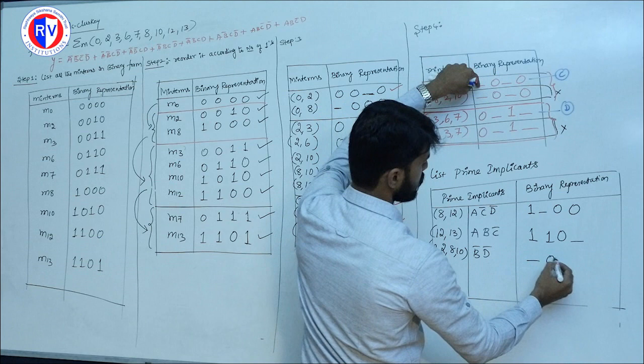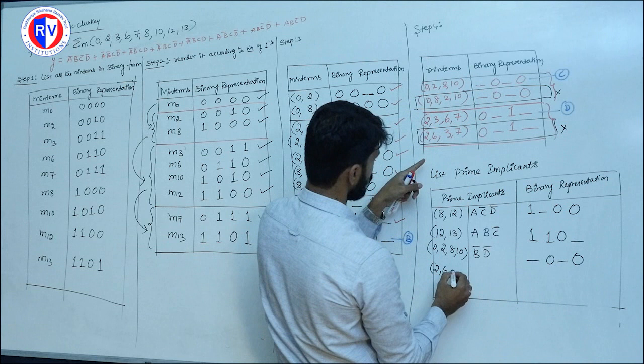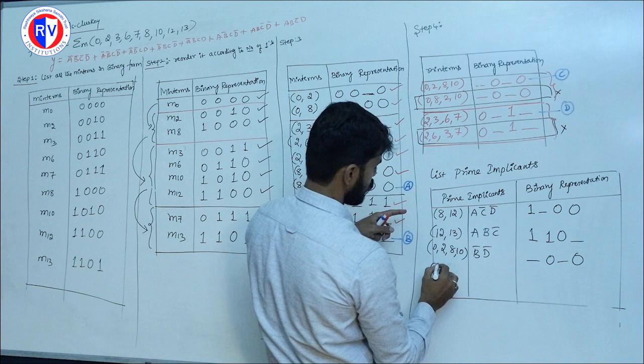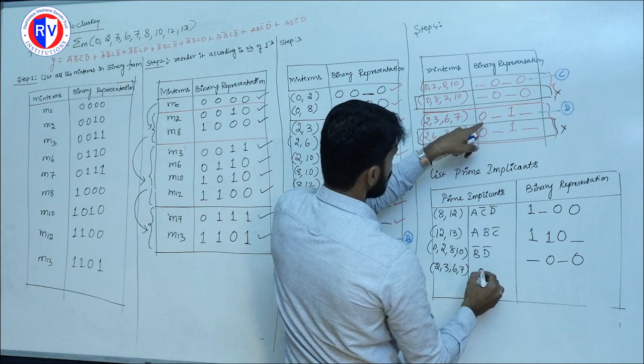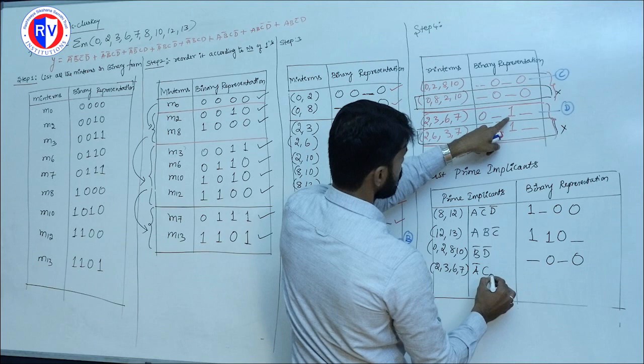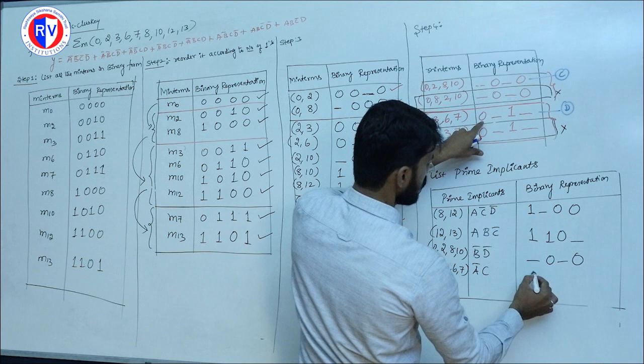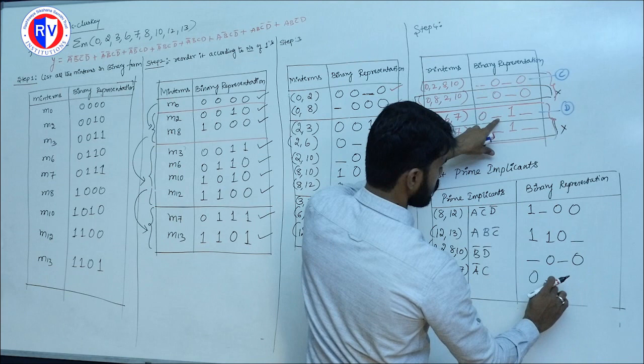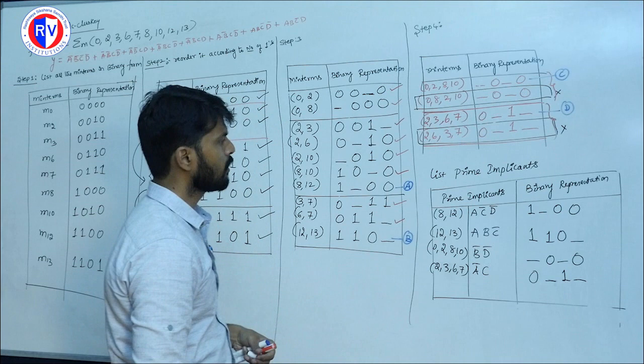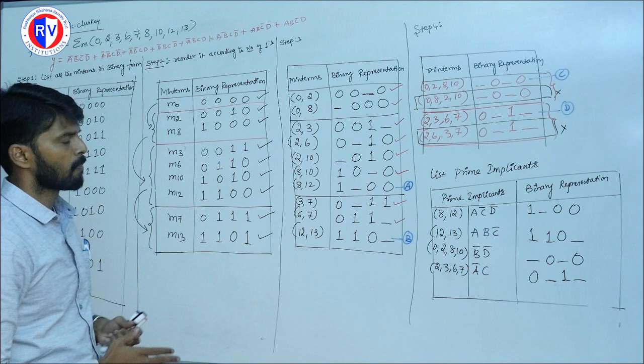Finally, 2, 3, 6, 7, which is A bar, B is not there, C and D are not there, and this representation is 0-0-1. This is the list of all the prime implicants. Now what we need to do? Now we need to draw a PI chart. So with the help of this list of prime implicants, now I will construct the PI chart.